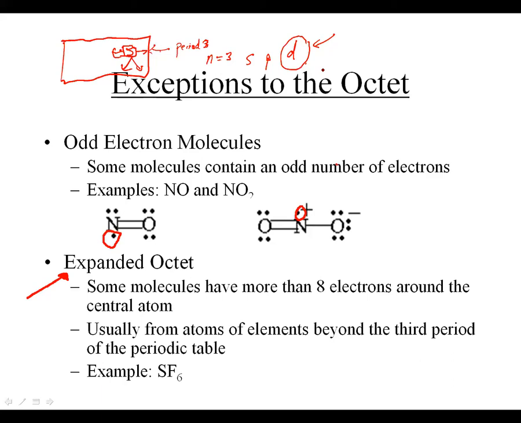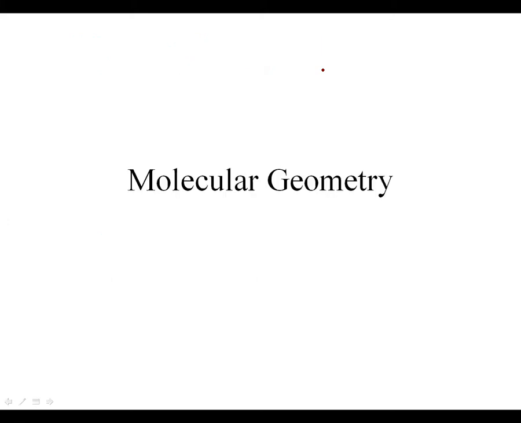All right, so for us, those are the 3 exceptions to the octet rule. You just need to know what the 3 exceptions are: an incomplete octet, an odd electron molecule, and an expanded octet. Again, anything that you're asked to draw in here will obey the octet rule, and you should obey the octet rule. Any questions on that?